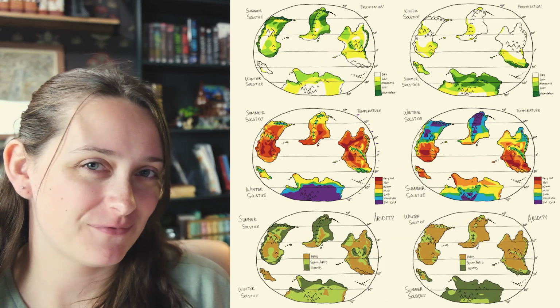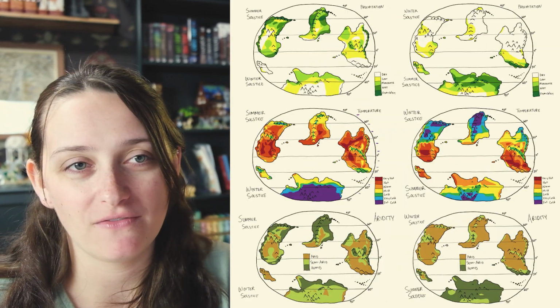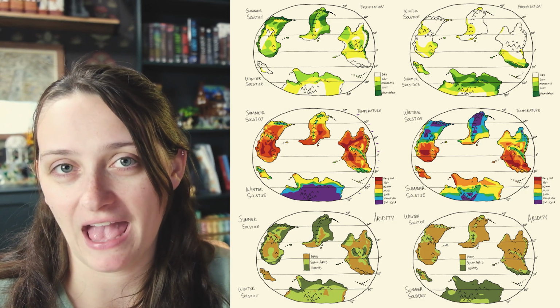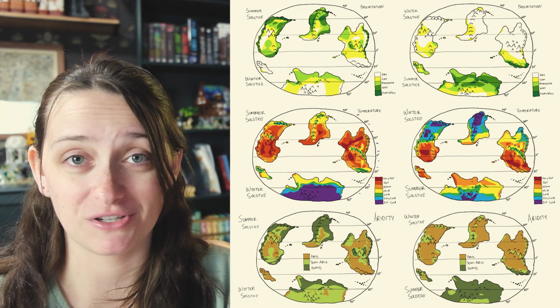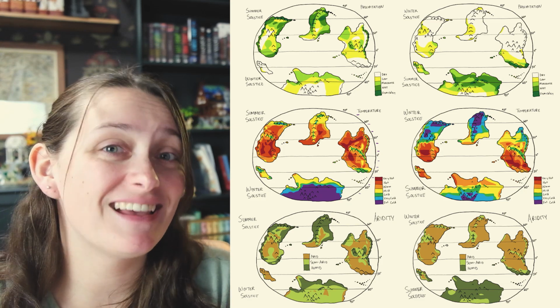So a final map, final thoughts. We now have our seasonal temperature, precipitation, and aridity maps for our world, which allows us to get started on climate in the next step.